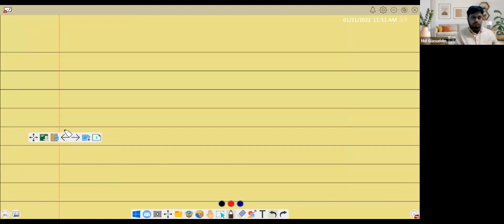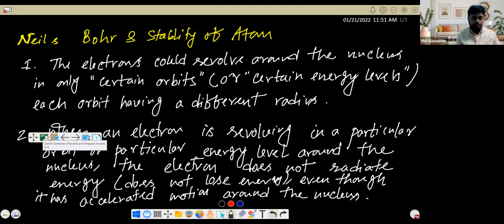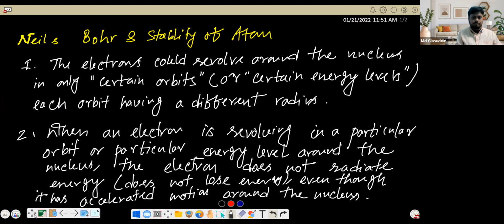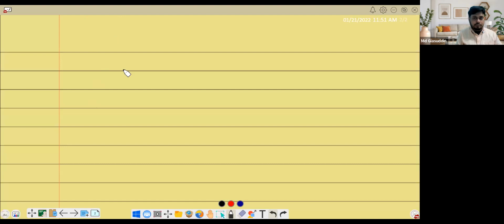So now again you need to write with me. Okay. So this is the Bohr's model of an atom.